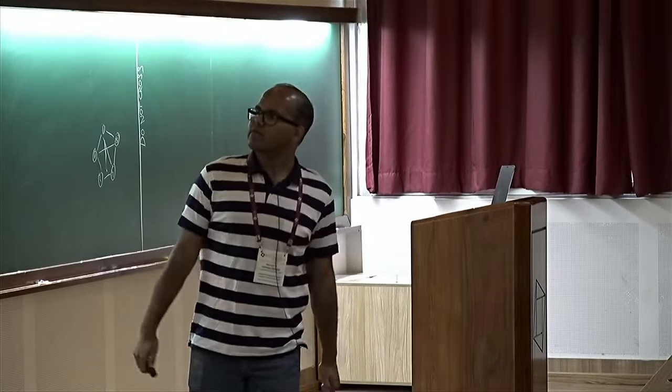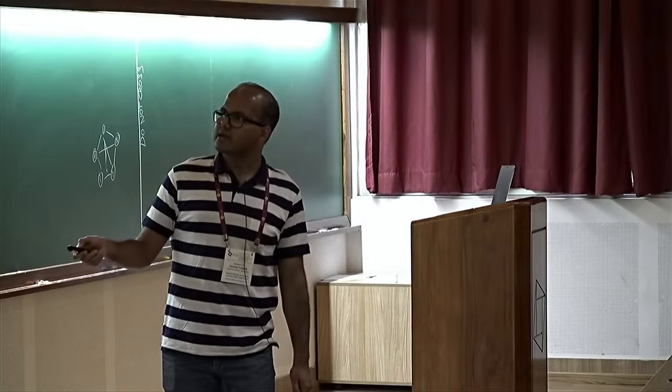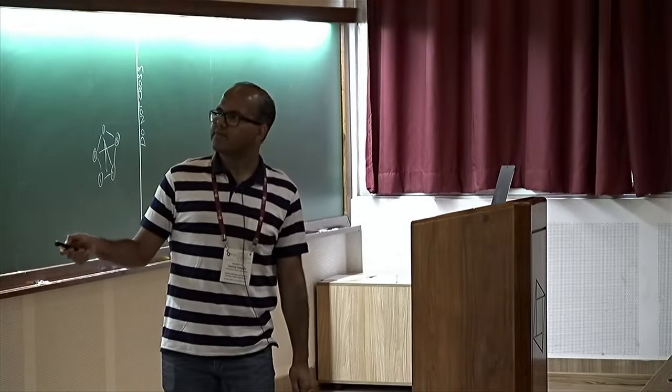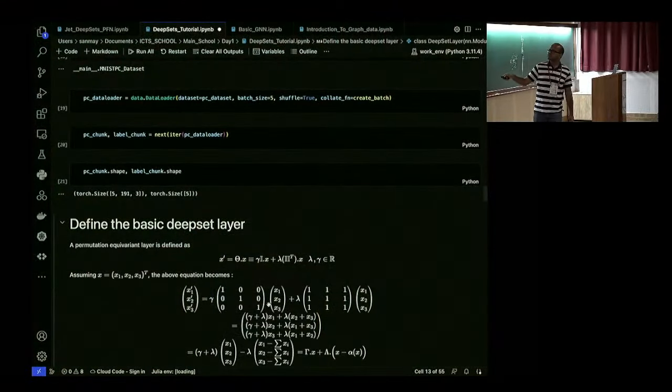Now, someone of you should tell me, given that gamma and lambda are converted into trainable parameters, is this layer a linear layer or not? Just from the mathematical expression. What is the definition of a linear layer?